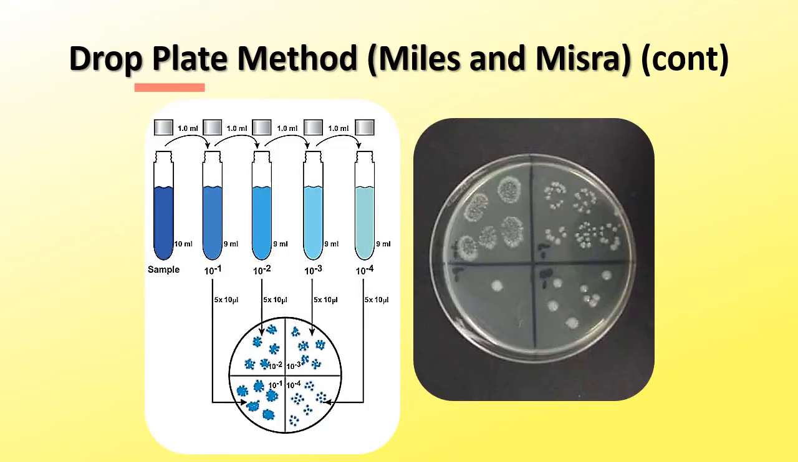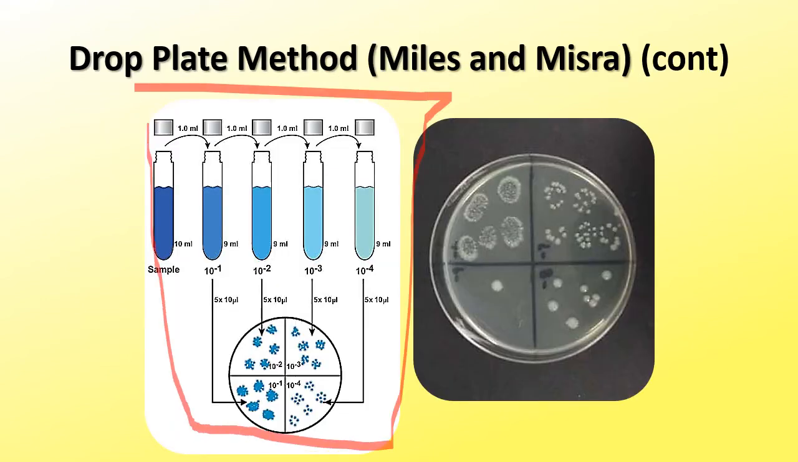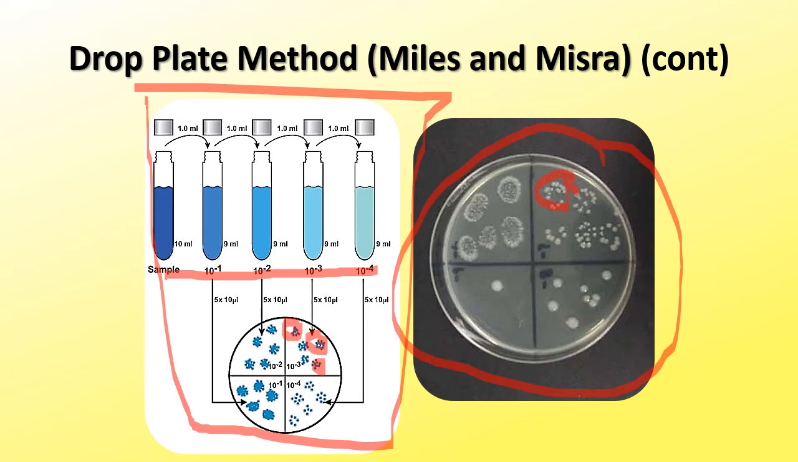Okay, this diagram summarizes the drop plate method. As usual, first we serially dilute the sample, and then instead of spreading using a hockey stick, we put tiny droplets onto it. As I mentioned earlier, the volume of the inoculum must be standardized, and the maximum volume is usually 20 microliter. After incubation, you should be able to see something like this. Each of these spherical colonies will be counted and the CFU per mil calculated.